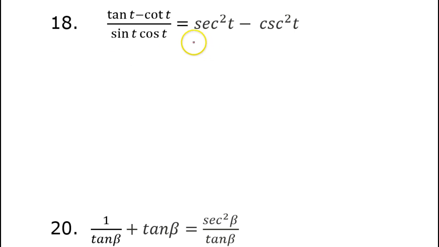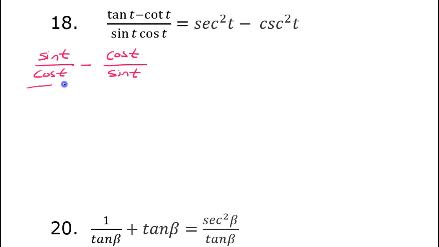On this one, I think I'm going to choose the left-hand side. I can see some moves I can make. I could have done the right-hand side, but I think that's going to actually take longer. So I'm going to do the left-hand side. Our number one strategy is to rewrite everything in terms of sine and cosine. So looking at tangent there, of course that would be sine t over cosine t. And then cotangent is going to be cosine t over sine t.